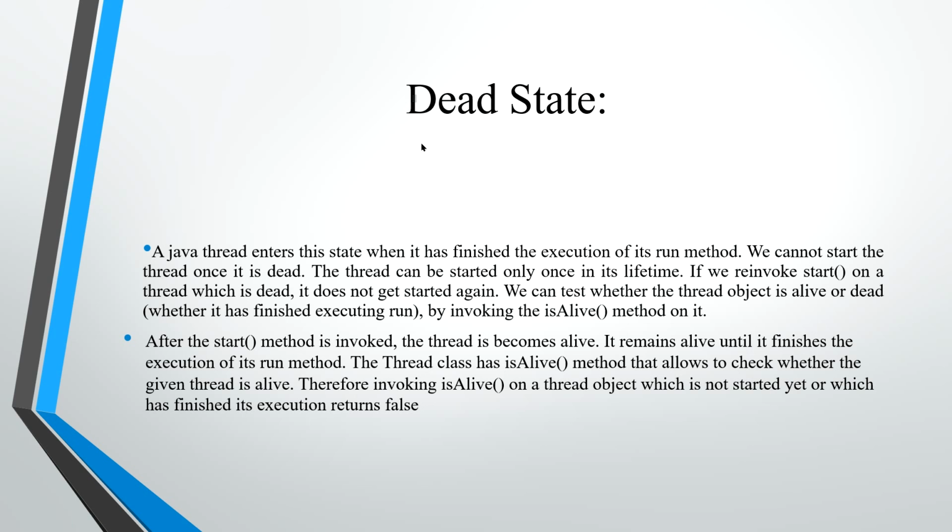So we will go to the next point. After the start method is invoked, the thread becomes alive. It remains alive until it finishes execution of its run method. The Thread class has the isAlive method that allows us to check whether the given thread is alive. Therefore, invoking isAlive on a thread object which is not started yet or which has finished its execution returns false. So hope you all understood what is the life cycle of a thread.